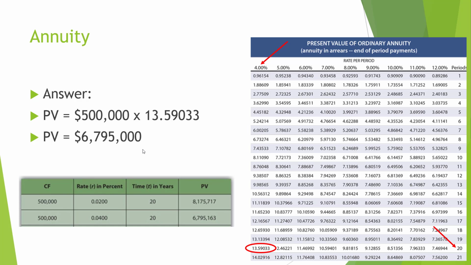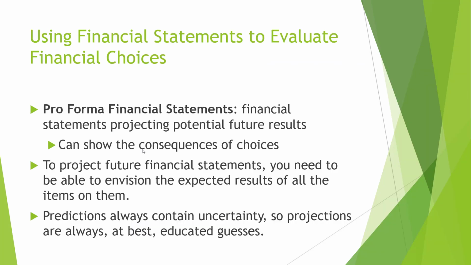So you can see at 4%, it's better to take the annuity because it's more than the lump sum of 6.7 million. Now that we understand time value of money, let's go ahead and talk about pro forma financial statements. We learned about financial statements in a previous chapter, but this is a slight adjustment in that these financial statements project potential future results. So this helps us see the consequences of our choices.